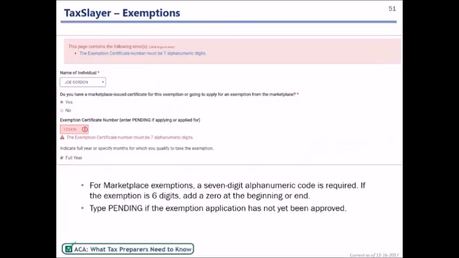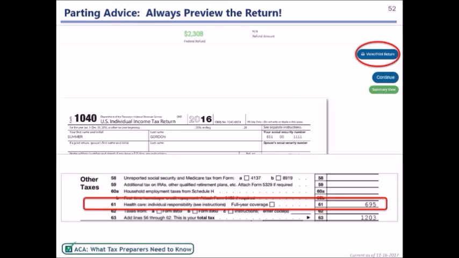If someone submits an application but they haven't gotten it approved yet, then you can type the word pending to indicate that the exemption was applied for. The exemption certificate numbers are sometimes 6 digits, but the software requires a 7-digit number. So if it's only 6 digits, just add a 0 to the beginning or the end, and it should go through.